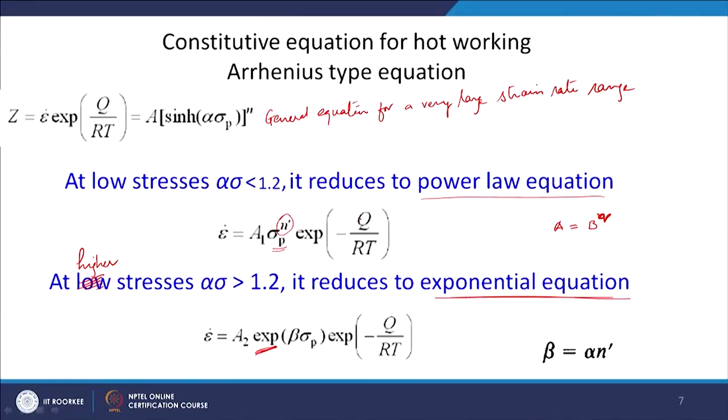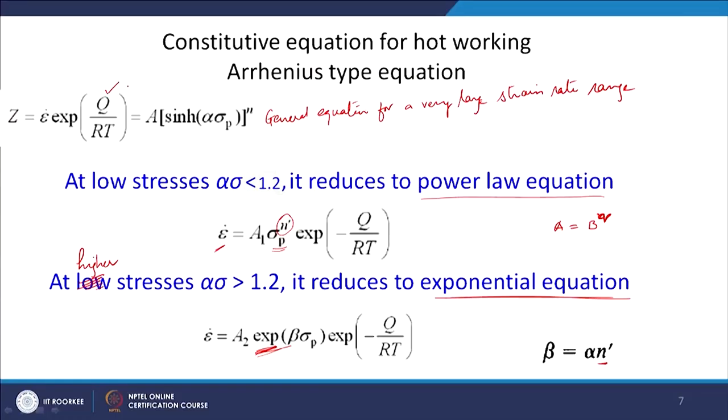Okay, so sine hyperbolic is a generalized equation, and these are equations for a specific domain. So, for low strain rate, low stress condition, you will have a power law equation, but there is a power law breakdown as you increase the strain rate. Okay, so at higher stresses, you have this exponential dependence of strain rate on your stress. Okay, so the multiplication here, beta, is actually again the same alpha, the stress multiplier, and the n prime exponent which is in the power law equation. So, you have to multiply these two to get beta. Okay. So, these are the different variations of the constitutive equation in different strain rate regimes.